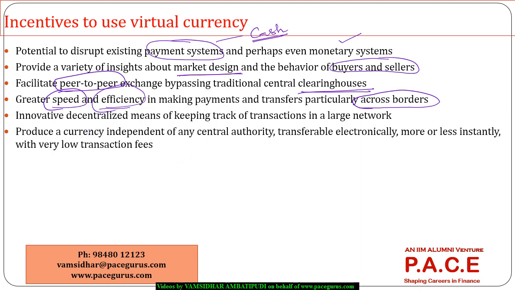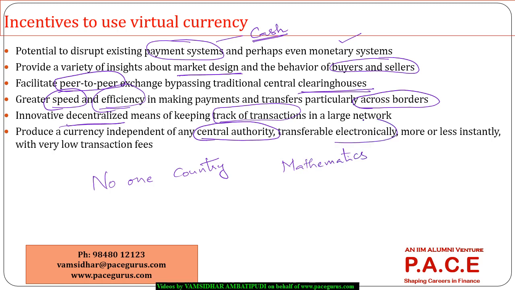And the major part of it is completely decentralized. So no one country is controlling this particular currency, right? So keeping track of the transactions is completely decentralized because there is no central agency which is monitoring all the process. So it is producing a currency which is independent of any central authority. It's not the central bank of a particular country that is designing this currency. It is purely designed based on mathematical algorithms.